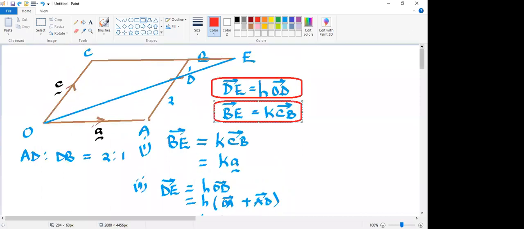And we agreed that when vectors are parallel, one can be expressed as a scalar product of the other. So it is very okay to say DE is H times OD, where H is a scalar, any scalar of your choice. This particular question has chosen H and has given us H. In the same way, BE is K times CB, because BE and CB are parallel, and one can be expressed as a scalar product of the other.